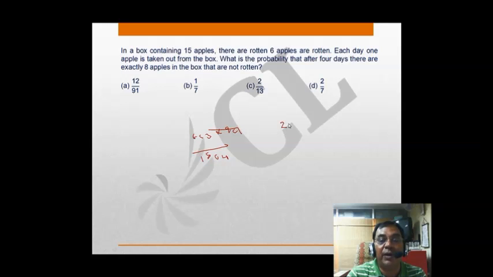It will be 20 into 9 upon, here if you talk about it, 15 into 14 into 13 into 12 upon 24. 4 factorial I'm using it. This becomes 2. So that means 105. 105 into 13. So I can divide by this 4.